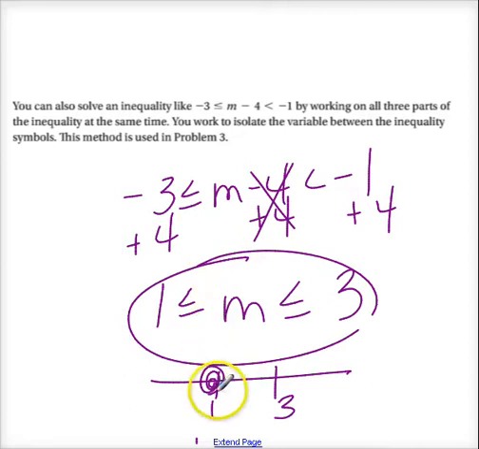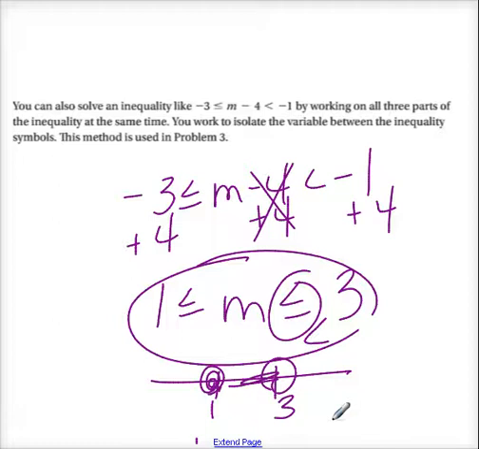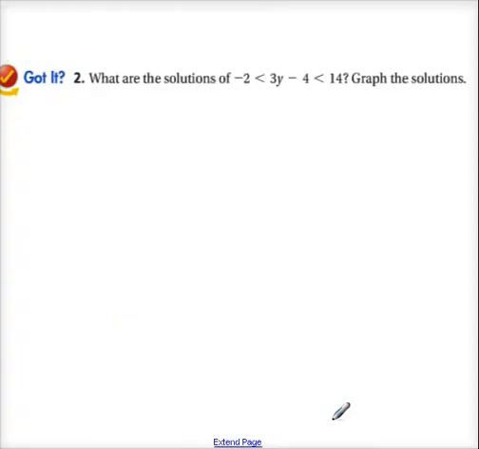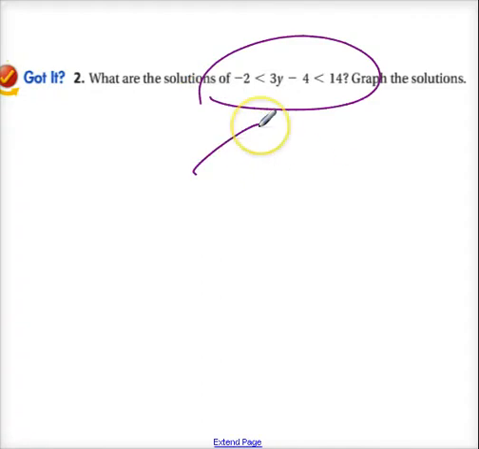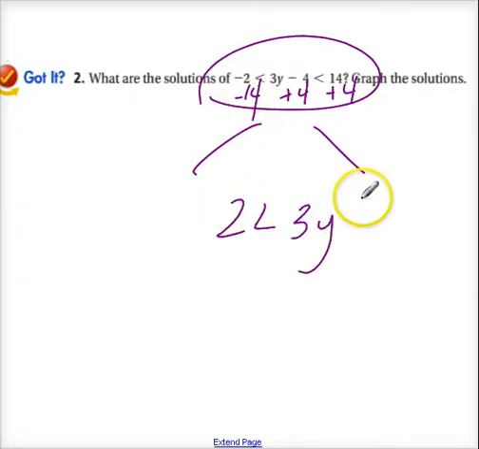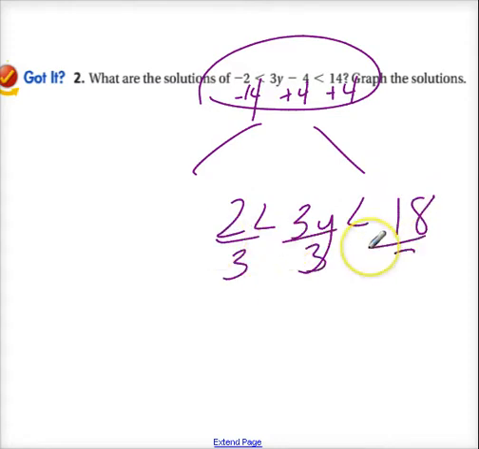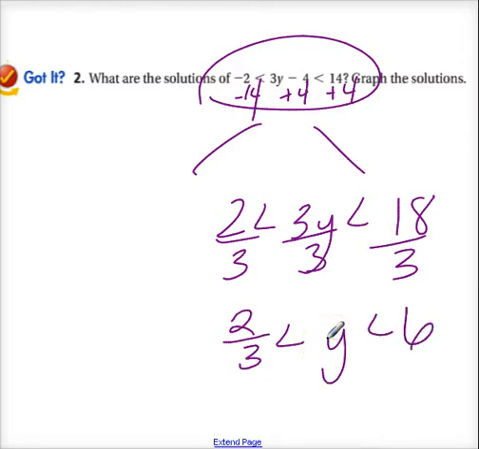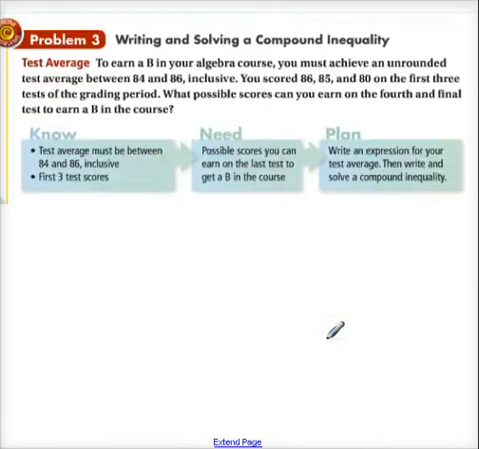Oh, this should have been a closed circle. This is an open circle, and this should have been an open. All right. So solving an and compound. Remember, if this was another example, I could make them two separate inequalities, or I could work from the middle, add 4 to both sides. I'd get 2 is less than 3y, which is less than 18, and then divide by 3 to all the parts as well. So 2/3 is less than y, which is less than 6. There's my answer.